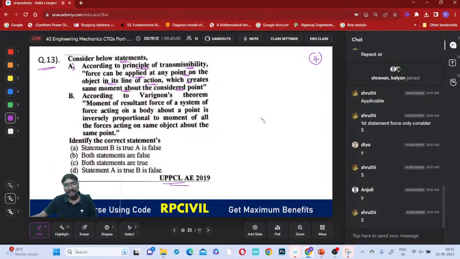So what does it mean? Let us say this is the point about which I require moment, moment about this O. Now, if I am applying the load at this place, it will create how much moment? We consider the perpendicular distance. Let us say this is D. So you get P into D. Now, along this line of action, if you apply the same load at another place, do you have any problem?